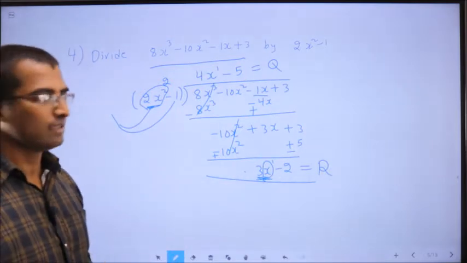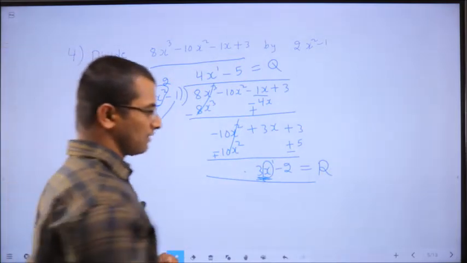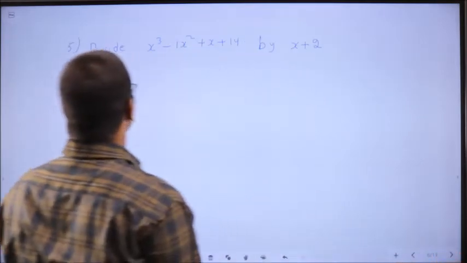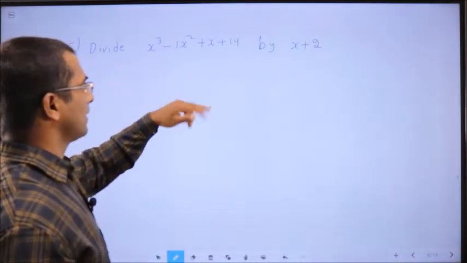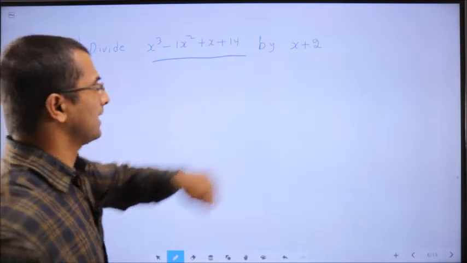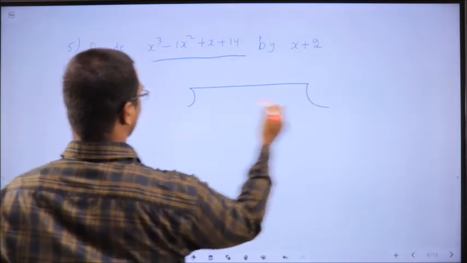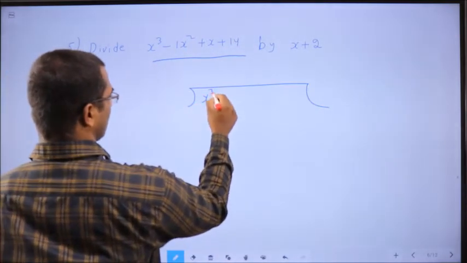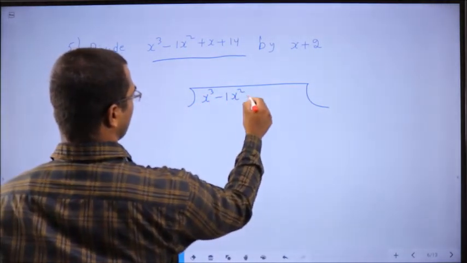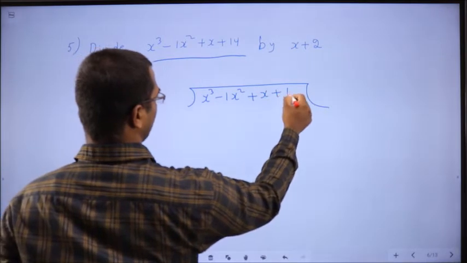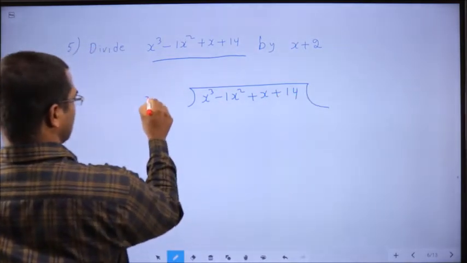Okay, clear? Next one. Divide x cube minus 1x square plus x plus 14 by x plus 2. So write it in this form. So here x cube minus 1x square plus x plus 14 by x plus 2.